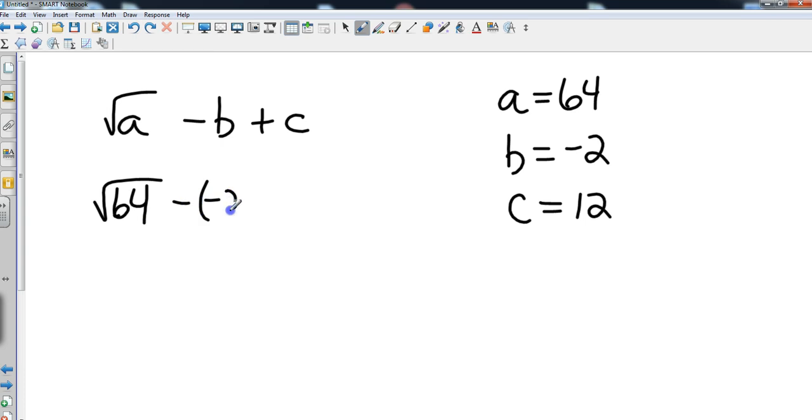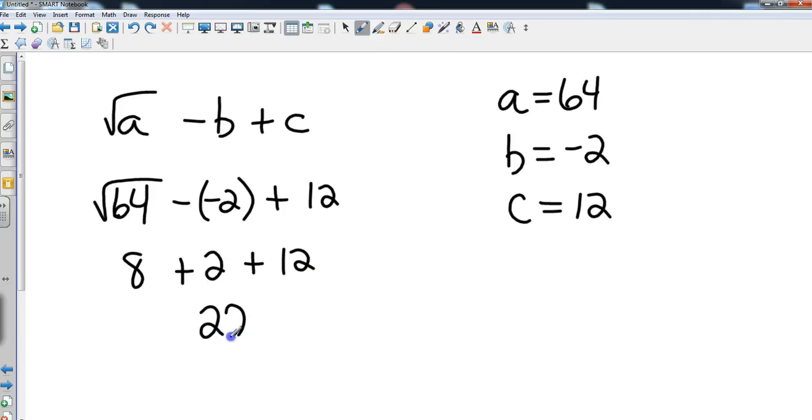minus a negative 2 plus 12. So the square root of 64 is going to be 8. And then we have minus our negative 2, which is going to be plus 2, and then our plus 12. So we'll make that our final expression, and then 8 plus 2 is 10. 10 plus 12 is 22. So our final answer is 22.